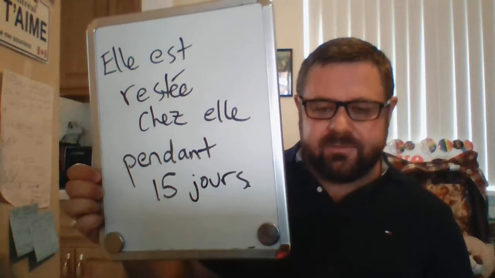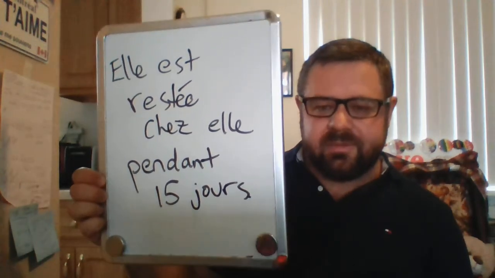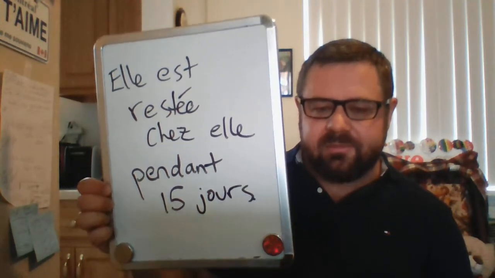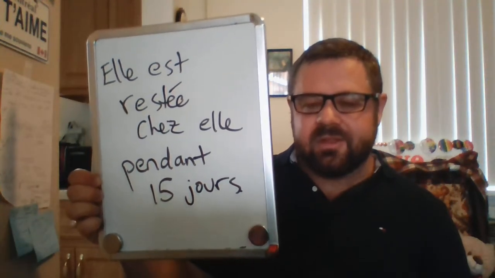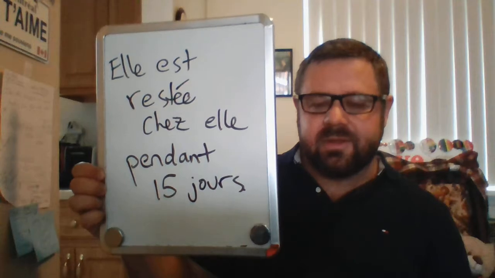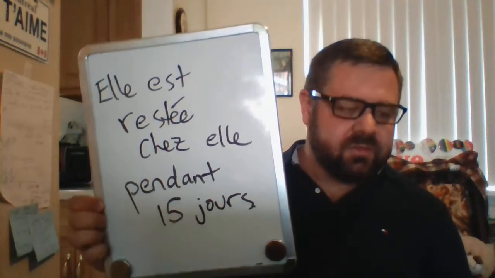Elle est restée chez elle pendant 15 jours. So, in English, you'd be like, she stayed at home for 2 weeks, mais en français, elle est restée chez elle pendant 15 jours. Répétez, s'il vous plaît. Elle est restée chez elle pendant 15 jours. Notice how we're using pendant there, during that amount of time. Or it'd be like for in English, kind of. But again, I'm going to caution you to not use pour for that.